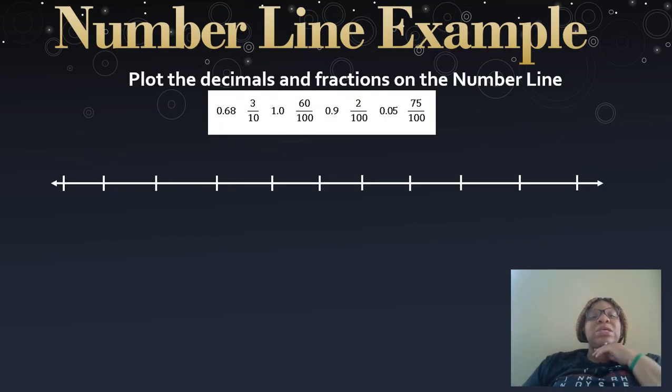We have 0.68, we have 3/10, we have 1, we have 60 over 100, we have 60 hundredths, we have 0.9, we have 2 hundredths, we have 0.05, and we have 75 hundredths. So our 0.68 is 68 hundredths, we have 1 as a whole, we have 9 tenths, and we have 5 hundredths.